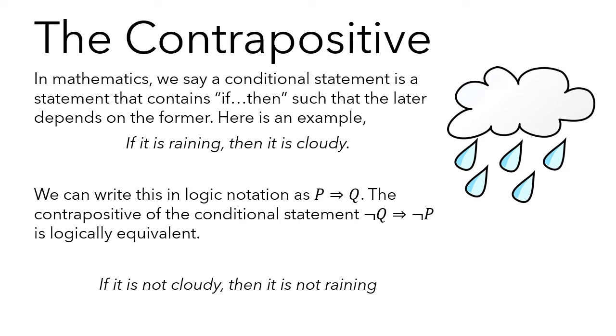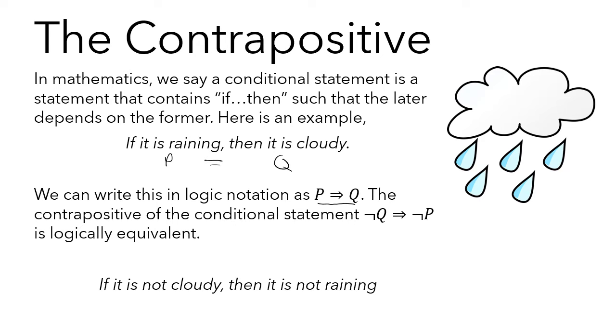In mathematics, we say a conditional statement is a statement that contains if-then, such that the latter, the then part, depends on the former, the if part. So here's an example. If it's raining, then it's cloudy. So the fact that it's cloudy depends on it being raining. And we can write this in logical notation as P arrow Q, or P implies Q, where P is that it's raining and Q is the idea that it's cloudy.